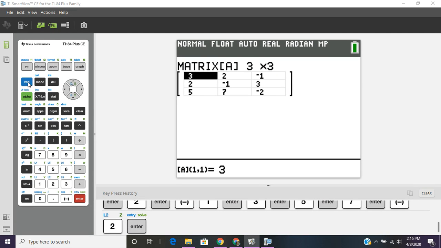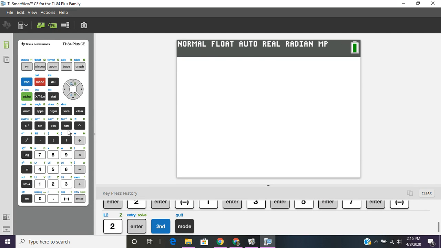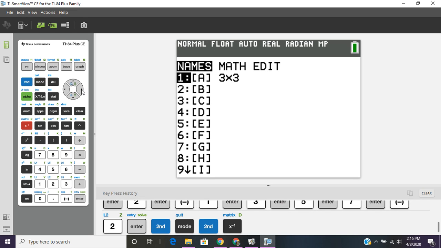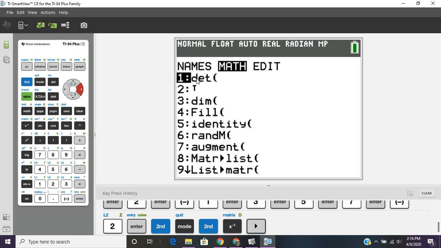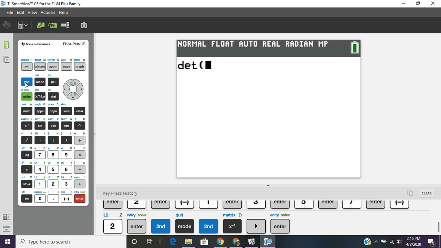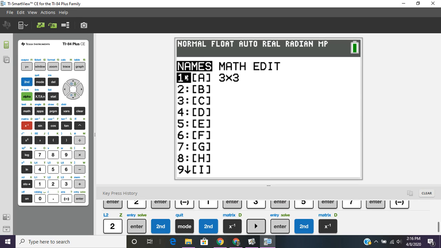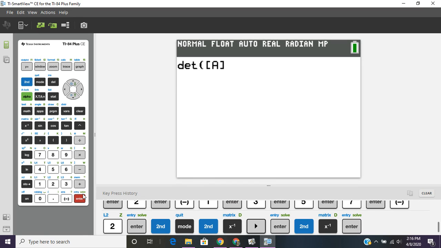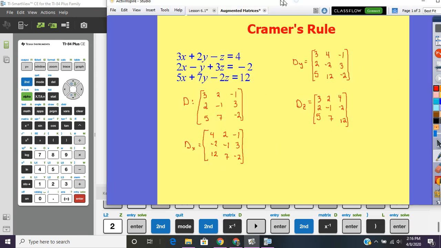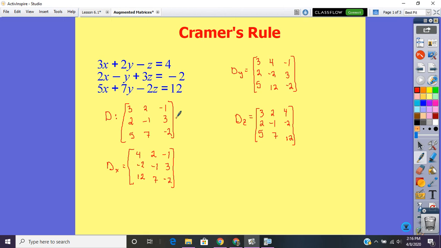The way we do that, we've got to quit out of this menu and get back to our home screen. So second matrix, now we want math. This DET, this menu number 1, stands for determinant. So we're going to go enter, and we're going to say, okay, second matrix, I want the determinant of matrix A. I'm going to type that in there, and I get a number, so that's perfect. So the determinant of this matrix right here is a negative 38. So I'm going to write that down.